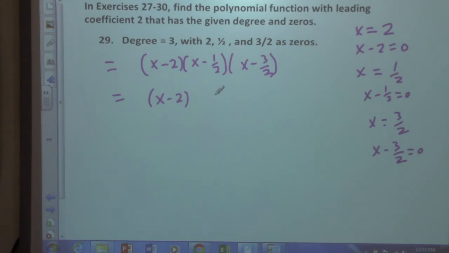The bottom's up, so 2x minus 1. So, I want to give Hannah credit for figuring that out. And then, what's this going to be? Now if we multiply all these x's together, we're going to get 4x cubed. And so to get this as a leading coefficient of 2, what are we going to have to do? Well, we'll have to divide by 2. So if we multiply all these together and divide by 2, we'll have it.